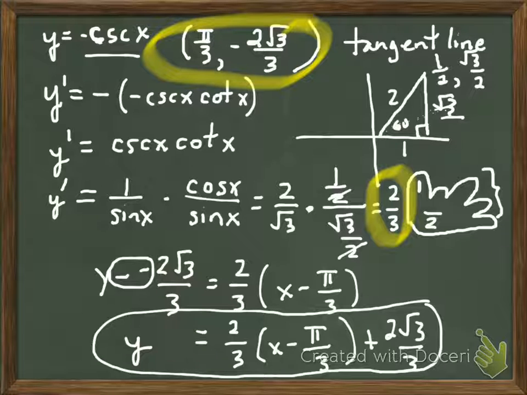So if you're going to check your answer, when you graph cosecant, you graph it as 1 over sine. If you calculate where this line right here touches the cosecant function, it should be at the point that you are given. You can verify your answer. So that's the equation of a tangent line process for a trig function.